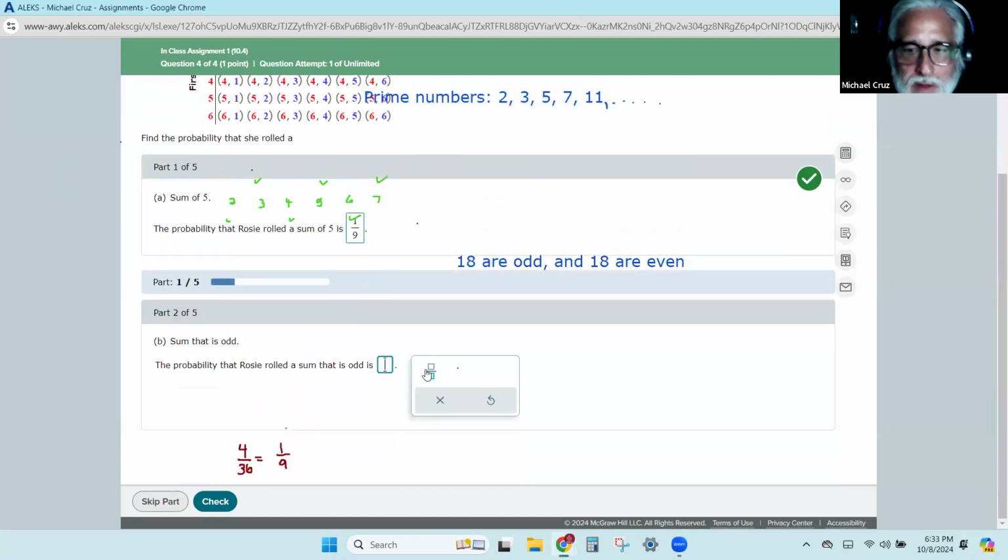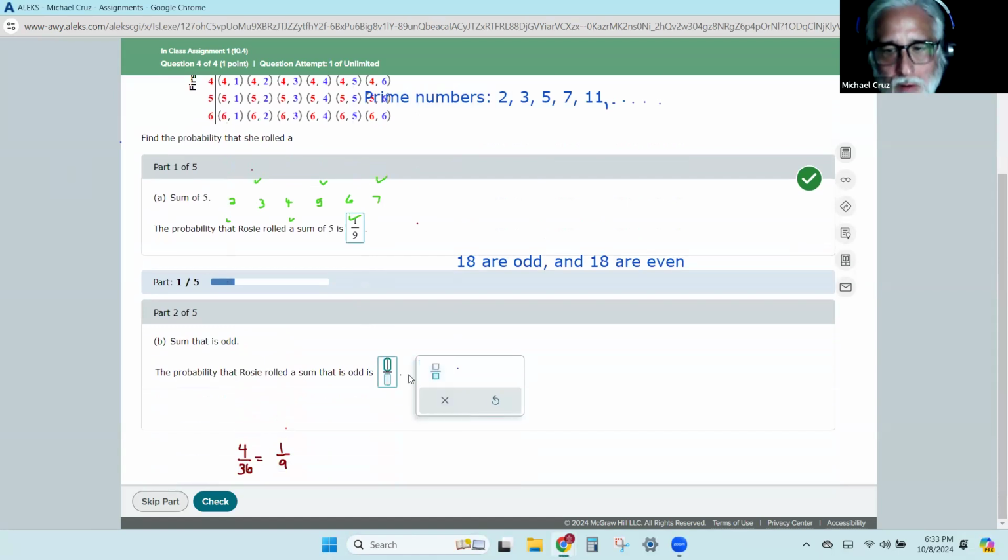All right. So then this is going to be, let me write it out. So it's going to be 18 over 36. And that's 1/2 in disguise because 18 goes into 36 twice and into itself once.